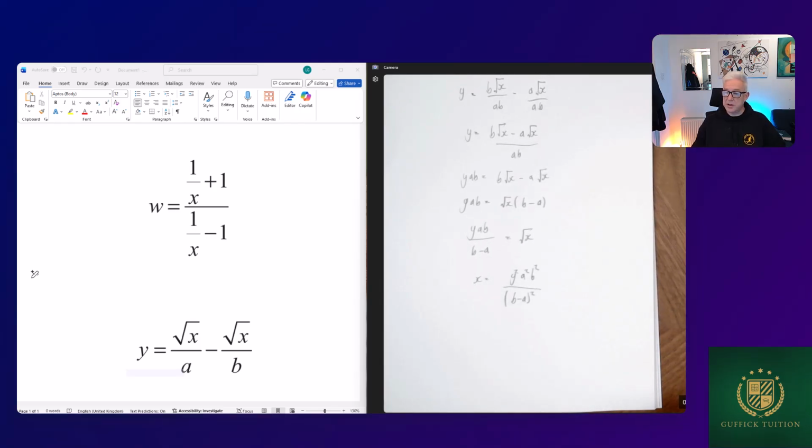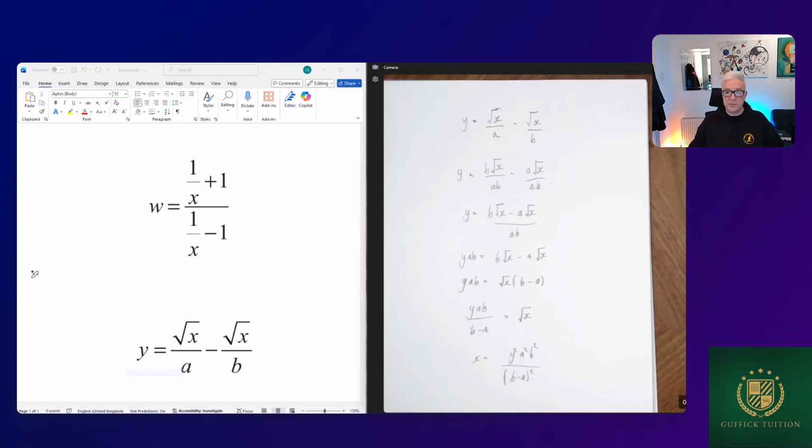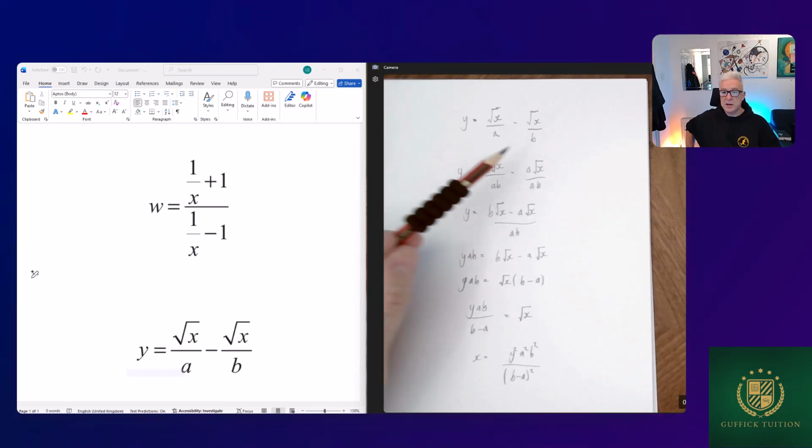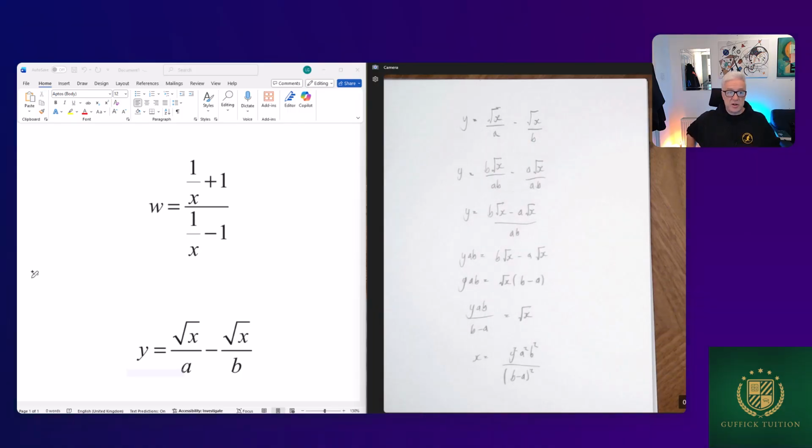square both sides. So you've got x is equal to y squared, a squared, b squared over b minus a all squared. But that's another nice one there in the subject of rearranging formulae or transposition of formulae, because the key idea in this one is very often if you've got two separate fractions, it can help sometimes to get them over a common denominator when you're rearranging.